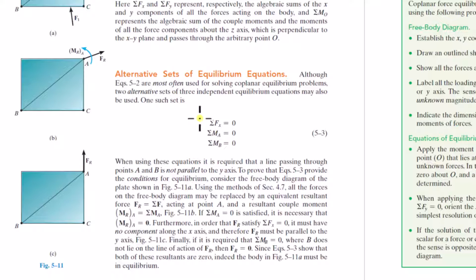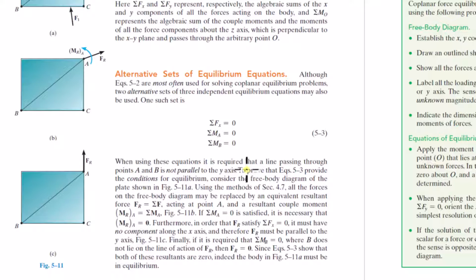One is, the sum of the forces in the x is equal to 0, and then you pick two points to sum moments about. The sum of the moments about A is equal to 0, the sum of the moments about B is equal to 0. When using these equations, it is required that a line passing through points A and B is not parallel to the y-axis. You could also do the sum of the forces in the y is equal to 0, and then the sum of the moments about 2 points. In that case, a line passing through the 2 points, A and B, couldn't be parallel to the x-axis. But let's just focus on this one. The line passing through A and B can't be parallel to the y-axis.